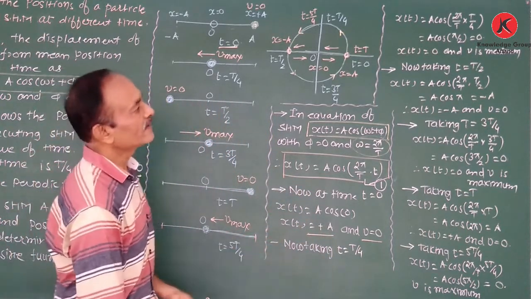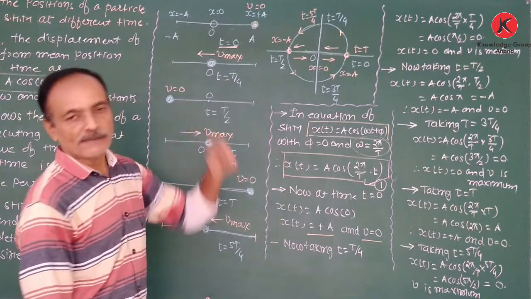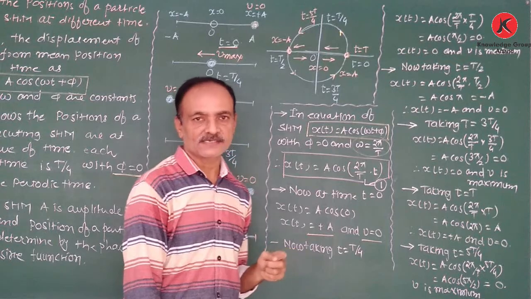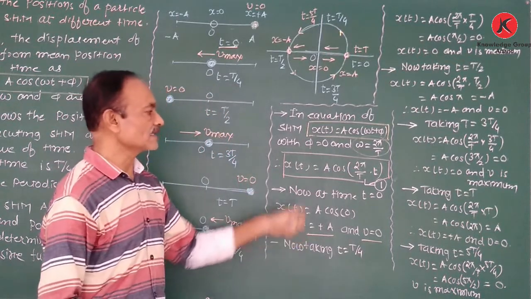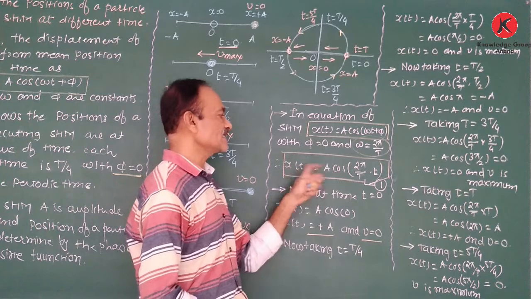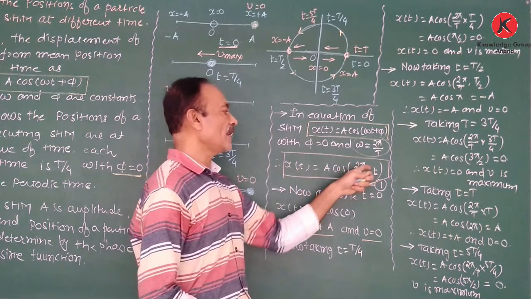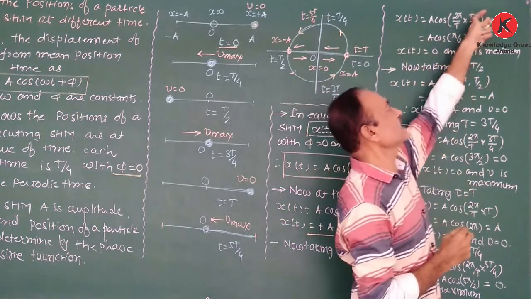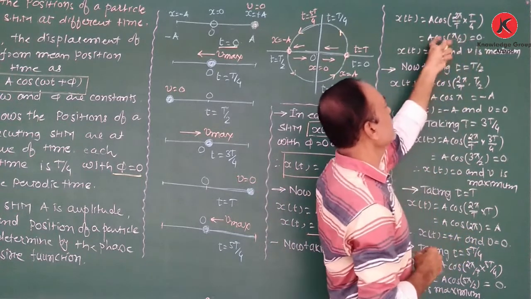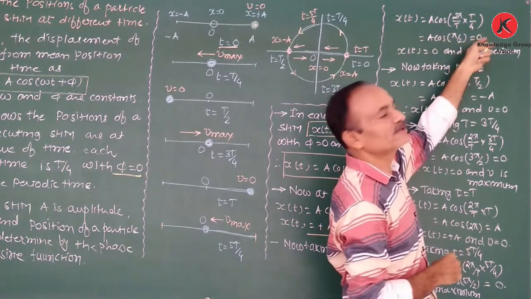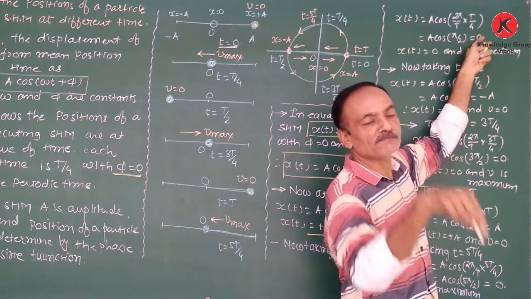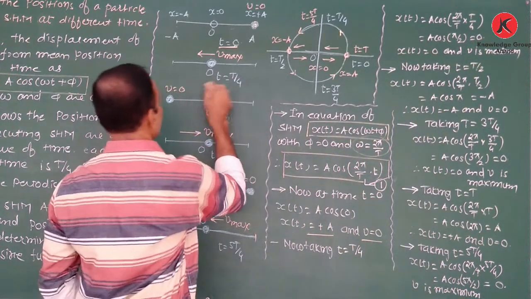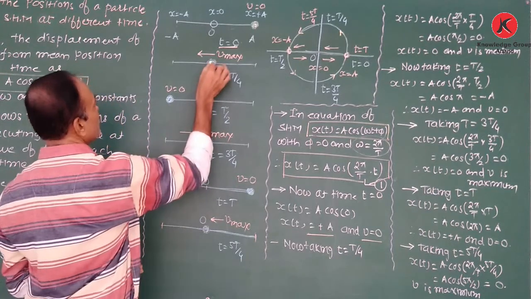Now second, t is equal to T by 4, because we divided the periodic time T into 4 parts. Therefore t is equal to T by 4. Substitute in equation 1. Therefore x(t) is equal to a cos(2π/T × T/4). What happens? T cancels, 2 cancels. Therefore a cos(π/2). Cos(π/2) is 0. That means the particle is at the mean position, x equal to 0. So that is the second figure. Here the particle is at the mean position.